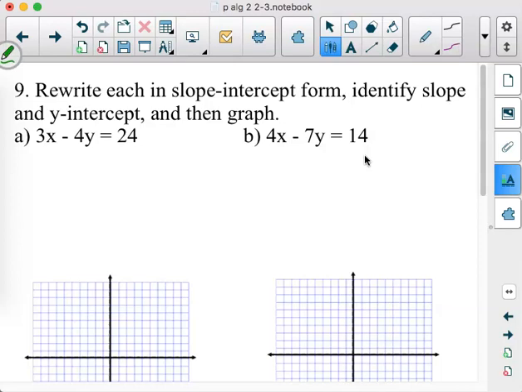Rewrite each in slope-intercept form. Oh, well, I should be able to call on anybody to help me with these then. So for 9a, we have 3x minus 4y equals 24. Marcos, step 1 for a.